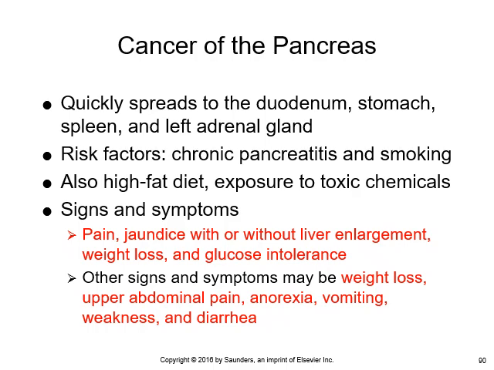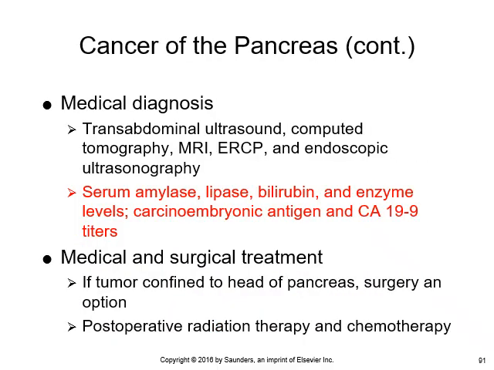Cancer of the pancreas quickly spreads to the duodenum, stomach, spleen, and left adrenal gland. Risk factors are chronic pancreatitis and smoking, high-fat diet, exposure to toxic chemicals. These are the signs and symptoms. Same diagnosis as how we do it in GI disorders.